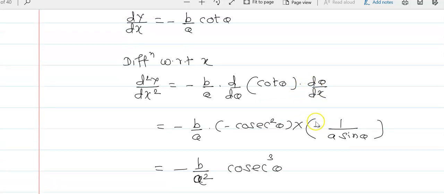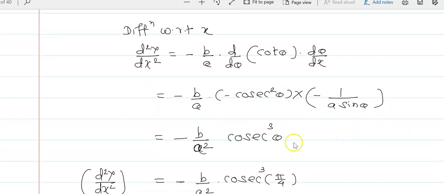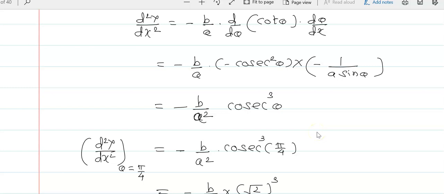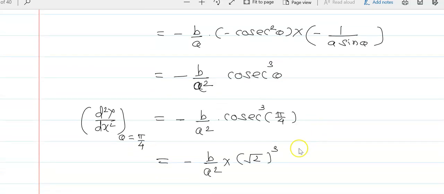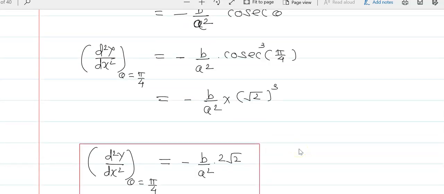d theta upon dx of cot theta is minus cosec square theta, and d theta upon dx is minus 1 upon a sin theta, and its power becomes cube. Theta is equal to pi by 4, that is root 2 bracket cube, therefore it is 2 root 2. Cube of root 2 means root 2 into root 2, 3 times, it becomes 2 root 2, and hence this is the answer.